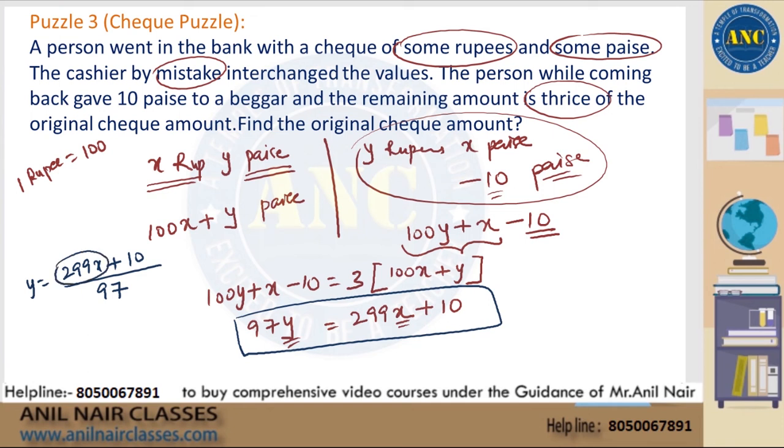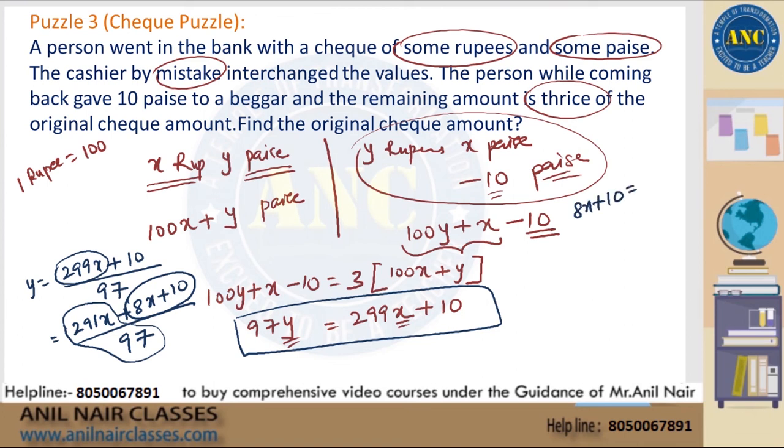What do you mean by splitting this? When I see 299 and 97, the only number that comes to my mind is 97 threes. 100 threes is 300, so 97 threes are 3 threes, that is 9, less than 300, which is 291. Now instead of writing 299X, let me write it as 291X plus 8X plus 10 divided by 97. 291X is always divisible by 97 because 97 threes is 291. But I need 8X plus 10 to also be divisible by 97. So that's the first problem that I need to solve.